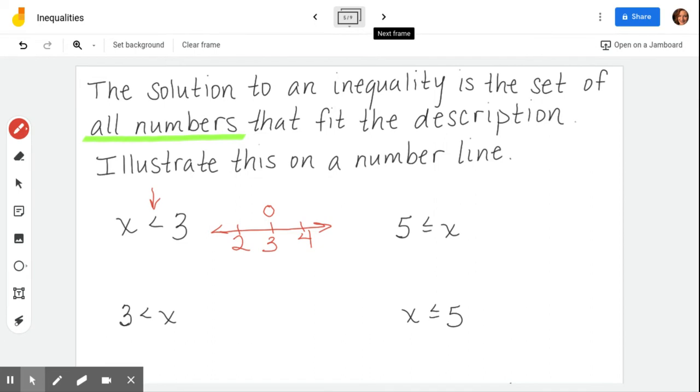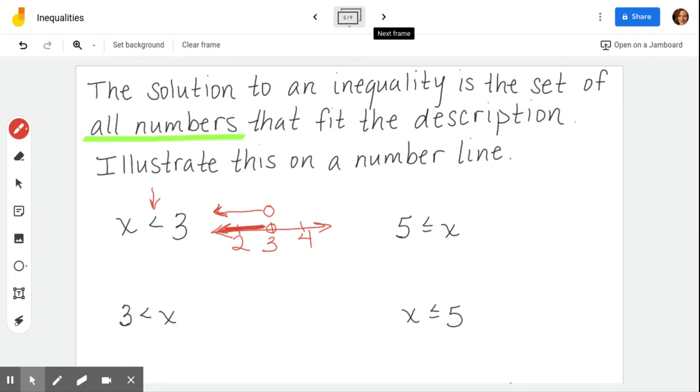Now, it's not eating x. X is smaller. So I'm going to shade to the left because that's where my smaller numbers live. And like I said, you can do this right on your number line if you want. That would look like this. Or you can put it just a little bit above.